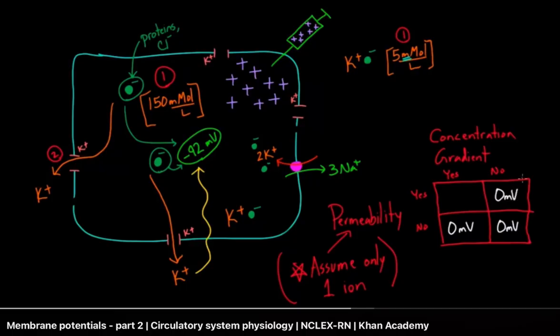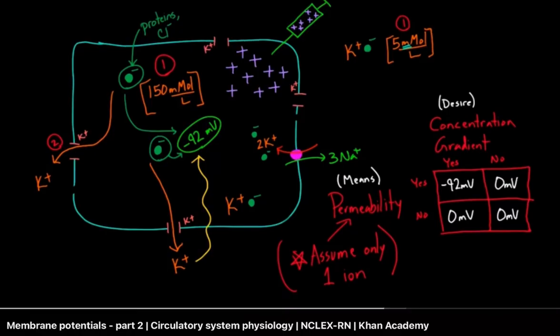And then finally, if you have permeability and a concentration gradient, then you actually get down to your negative 92 millivolts. So concentration gradient is kind of when I use the word desire. Does the potassium have a desire to leave? And permeability is, does it have a means? Does it have a way to leave? So these are the two things to think about when you're thinking about whether you would create a membrane potential or not.